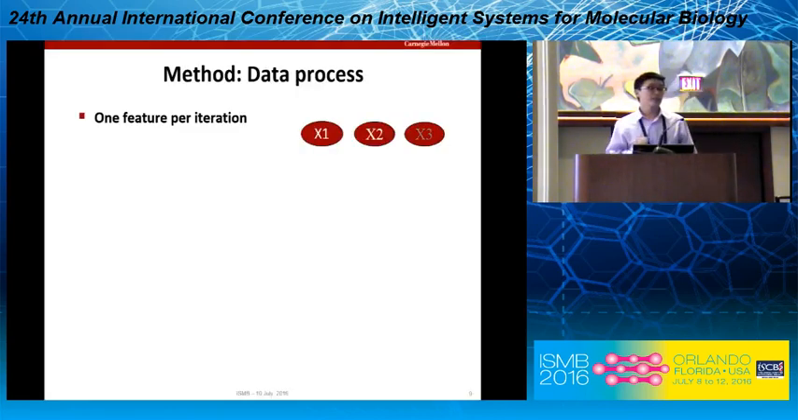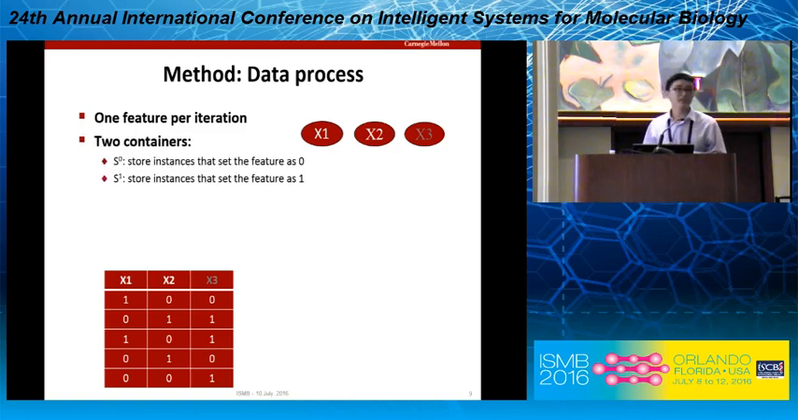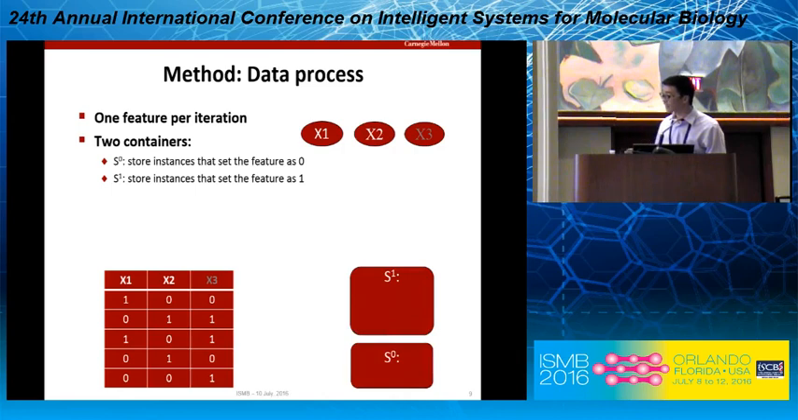So we will use X3, the third feature, to do the illustration of the algorithm. Here's one example with 5 time steps and 3 features for a very simple illustration. We need 2 containers to store the data. S0 stores the instances where the feature is 0, and S1 stores the instances where the feature is 1. So there are 2 containers here, and we need to put the instances into the containers.